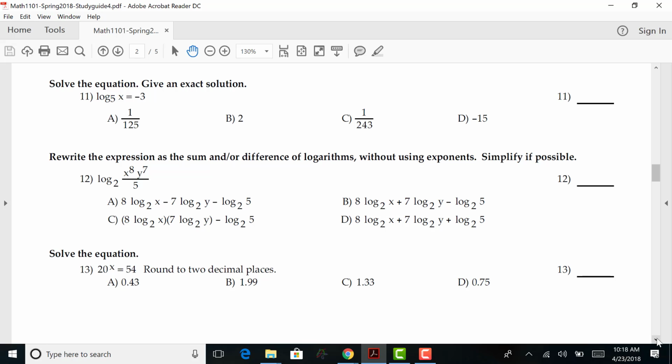Number 12. Number 12 wants you to use the properties that say multiplication turns to addition, division turns to subtraction, and exponents get pulled to the front. Okay. Alrighty. So here we go. Let's put this one up here. So I've got log base 2 of x raised to the 8th power, y raised to the 7th power, all of that divided by 5.